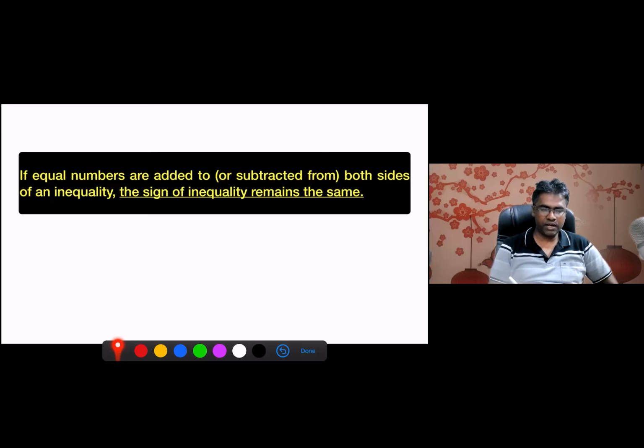If you just take numbers, suppose I have 5 greater than 3. If I add, let's say, 4 to both sides, then what will happen? The left hand side I have 9, the right hand side I have 7. The fact that the left side quantity is greater than the right side quantity still holds good. So nothing really happens to the sign of the inequality if you add the same number on both sides.